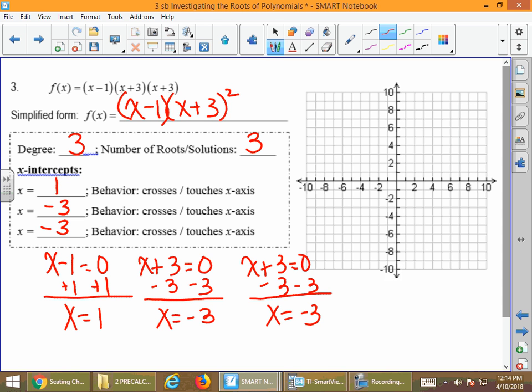The nice part is, even before we do that, we can put a root right there at x equals 1. And we can put a root here at x equals negative 3. And once we've done that, once we get the picture, then we can identify what's happening at those places. Are we crossing or are we touching our x-axis?